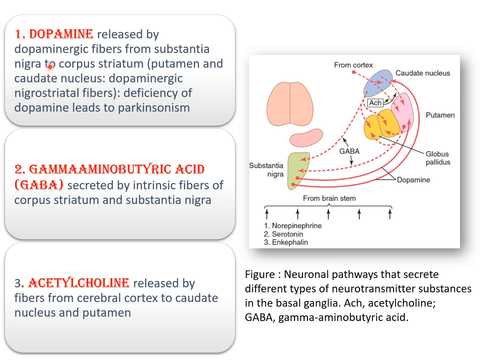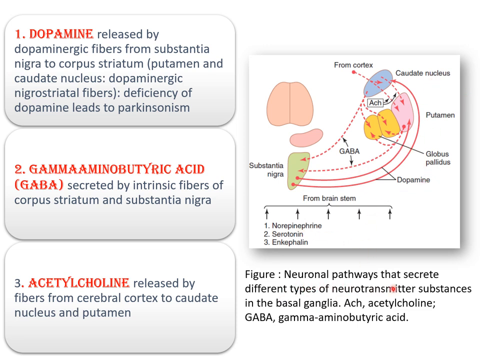So first of all, dopamine. That is released by dopaminergic fibers from the substantia nigra to corpus striatum, putamen and caudate nucleus, the dopaminergic nigrostriatal fibers. So deficiency of the dopamine leads to Parkinsonism.